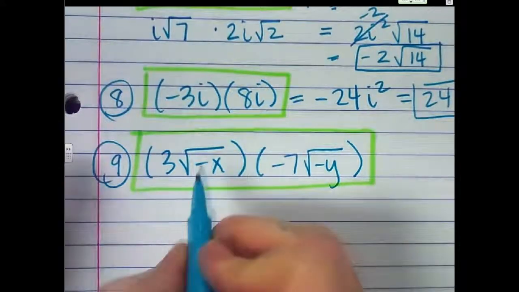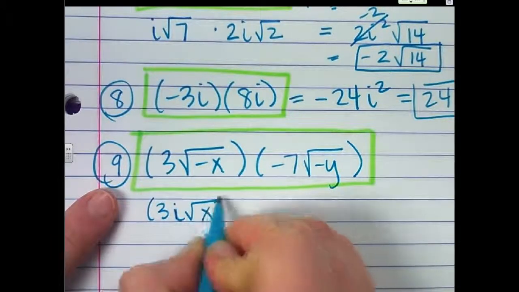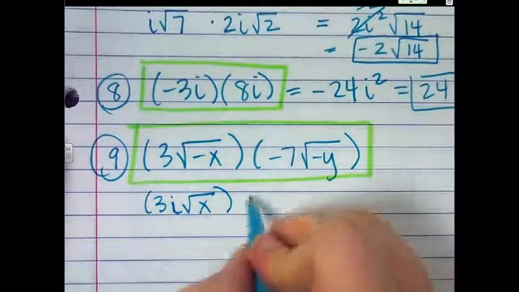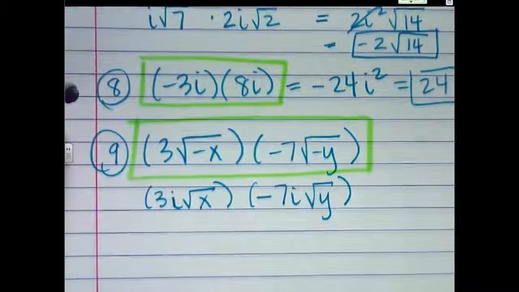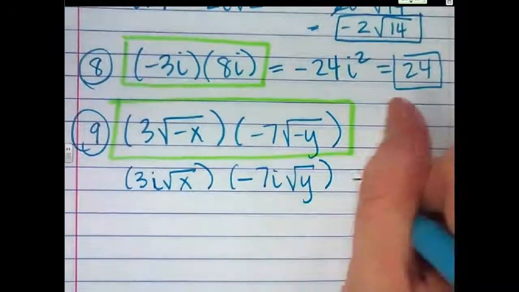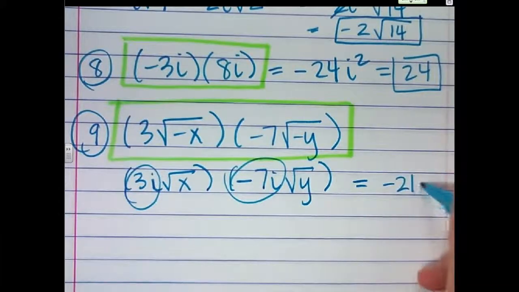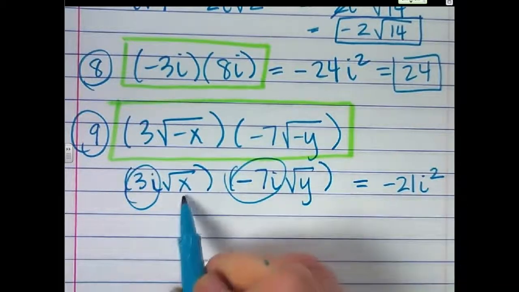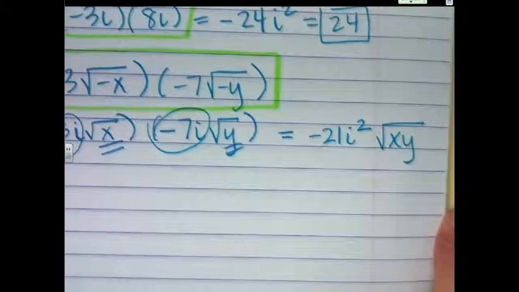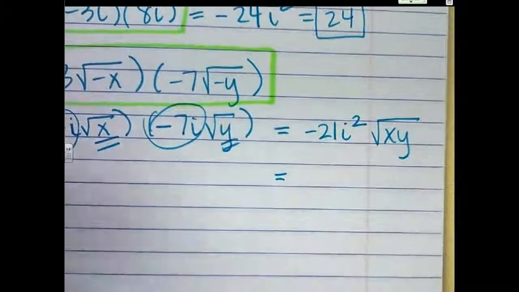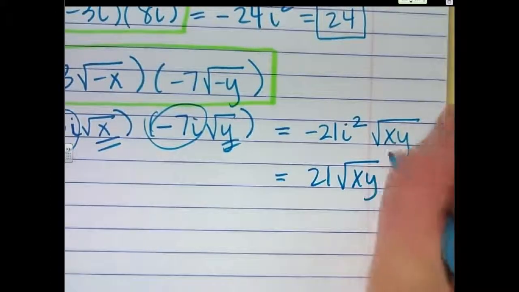Okay, number 9. Make sure you pull out the i first. So this becomes 3i square root x, and this becomes -7i square root y. Multiply the front part together: -21 i squared. And multiply the insides together: square root x, y. Final answer? Perfect. 21 square root x, y.